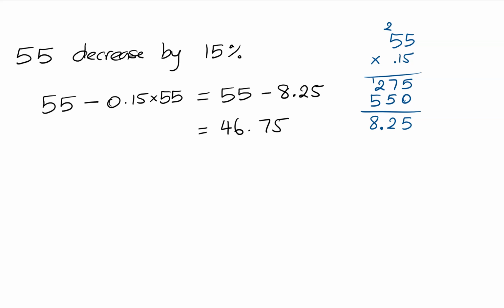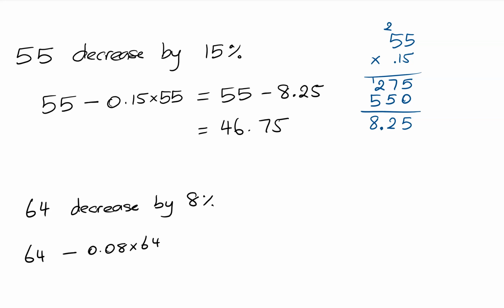Let's say I was going to decrease 64 by, let's say, 8%. Again, we write down, oh, I forgot to write decrease. We're going to decrease by 8%. Again, we write it out, so we're looking at 64, we're decreasing, so that's minus 0.08 multiplied by 64.